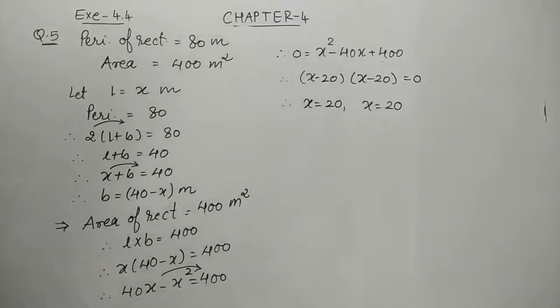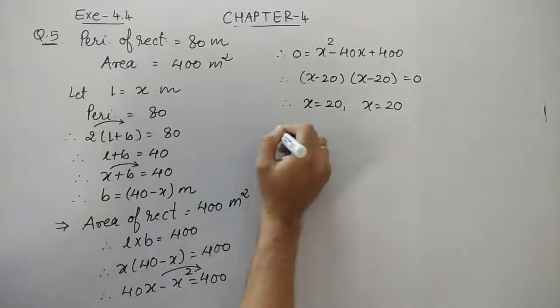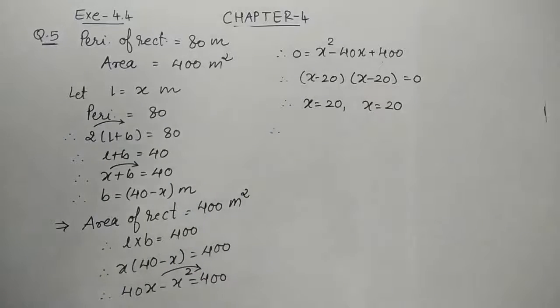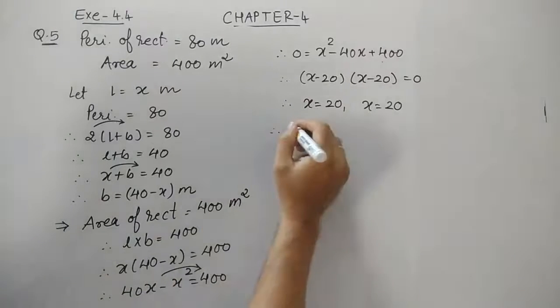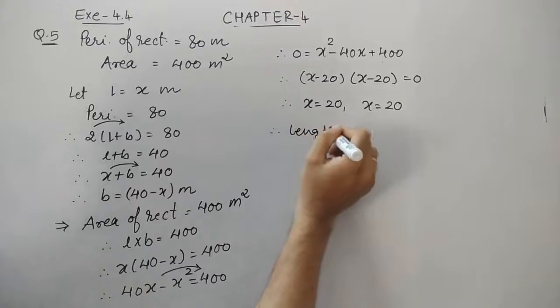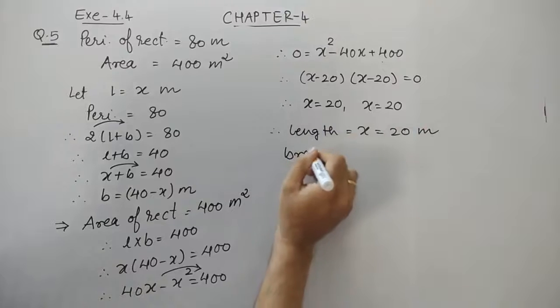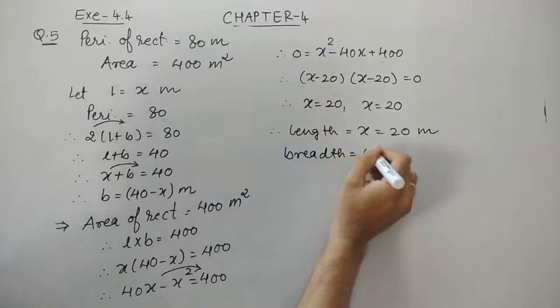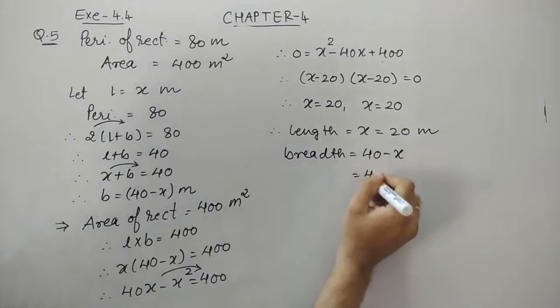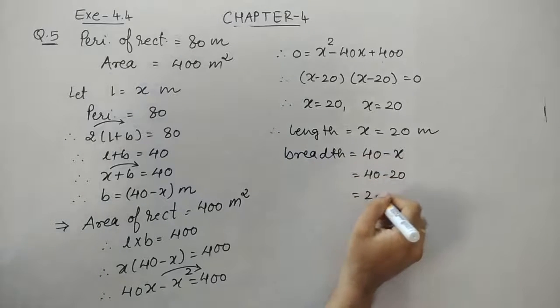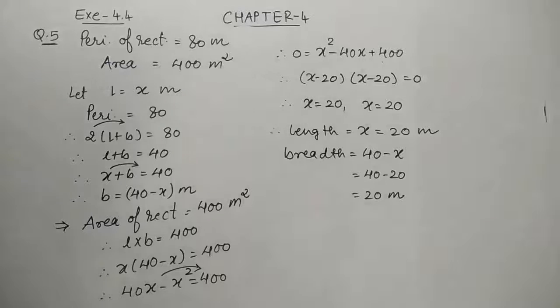So here we'll come to the answer that if the length is 20, the breadth is also 20. So we are quite surprised that it won't be a rectangle, it must be a square. But we know that every square is a rectangle. Therefore the length which we supposed x must be 20, and the breadth which is 40 minus x, that is again 40 minus 20, so that is 20 meter. So here we can say that this rectangle is a square. Hence we completed the chapter. Thank you.